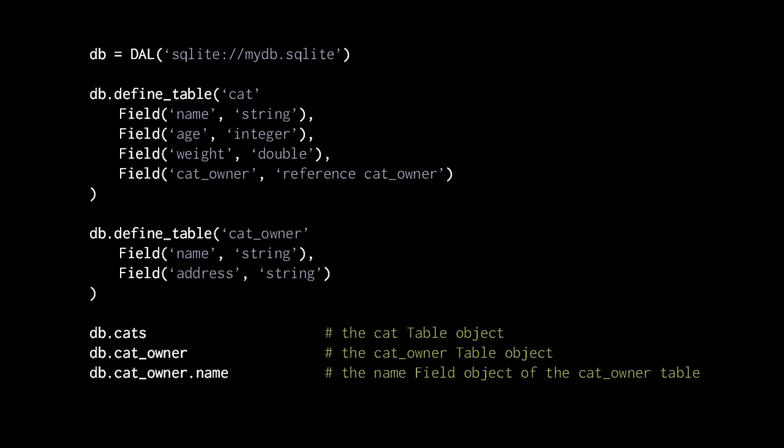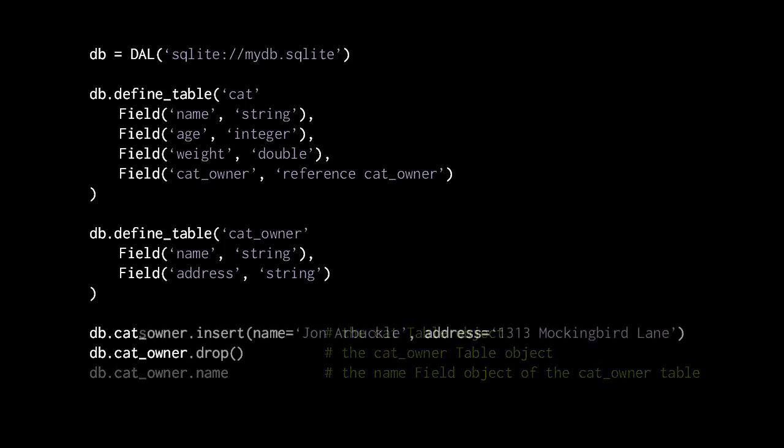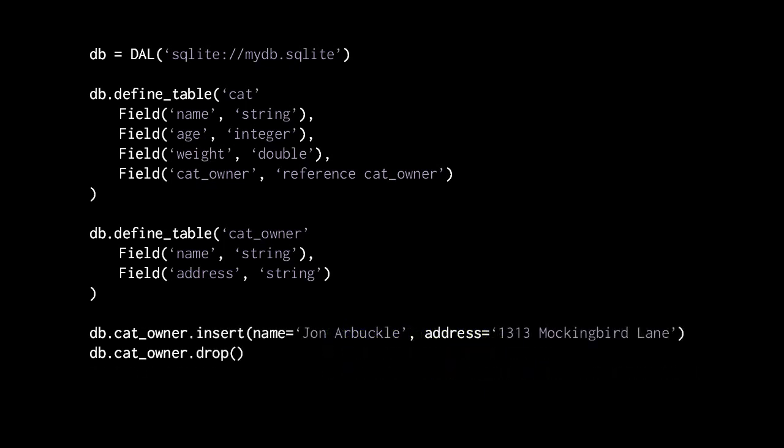Now, once we have our table, we want to put data in it, and we do so with the insert method of the table object. So here we're invoking db.catOwner.insert, and the insert method expects a named argument for each column. Our cat owner table has two columns, name and address, both strings, so we provide a name argument and an address argument. And this inserts a new row in the cat owner table. Remember that every table implicitly has a primary key column named id of type integer, but that's automatically set, so we don't specify an id because the database is picking an id for us.